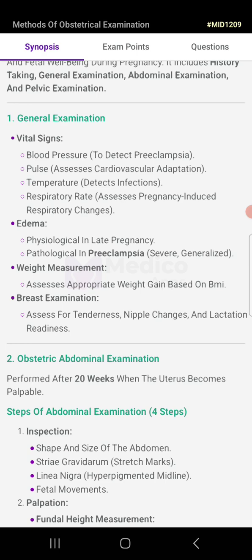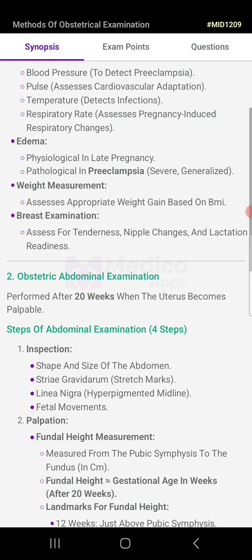Obstetric abdominal examination is performed after the 20 weeks when the uterus becomes palpable. Steps of the abdominal examination, 4 steps. Inspection: shape and size of the abdomen, striae gravidarum, stretch marks, linea nigra, hyperpigmented midline and the fetal movements.